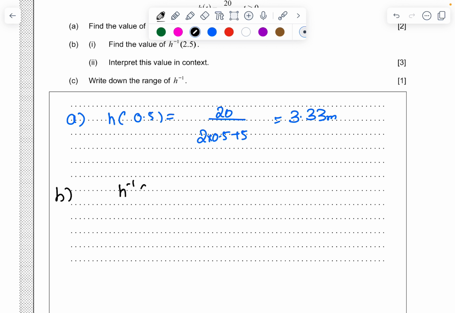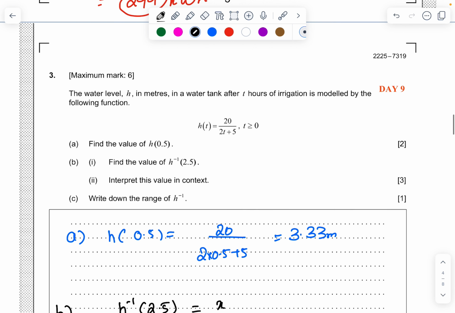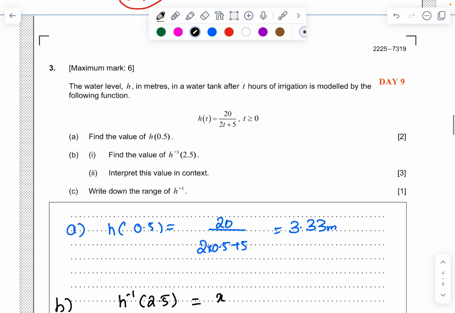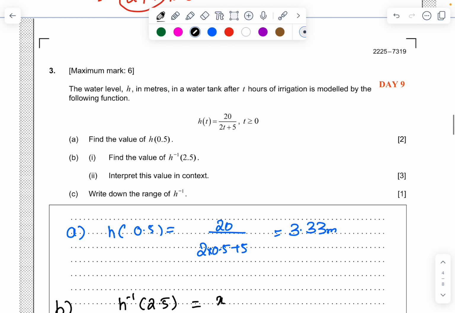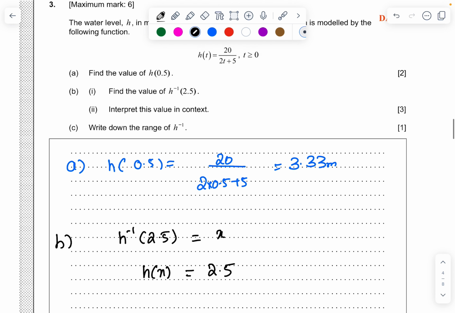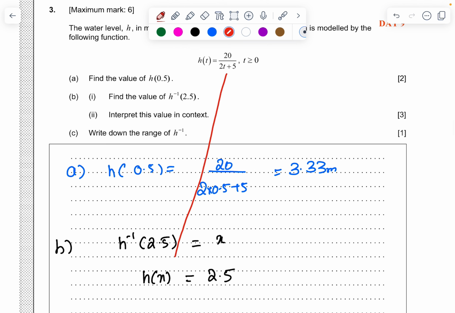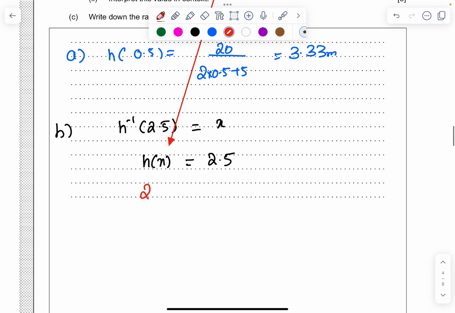So H inverse of 2.5 equals maybe x. So H of x equals 2.5. So what am I going to do? I am going to write H of x. What is H of x? H of x is going to be 20 divided by 2t plus 5. So 20 divided by 2x plus 5 equals 2.5.